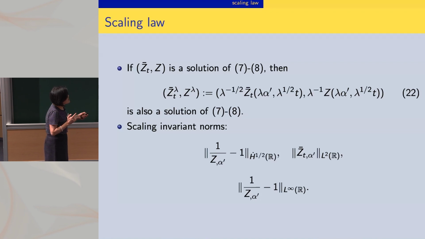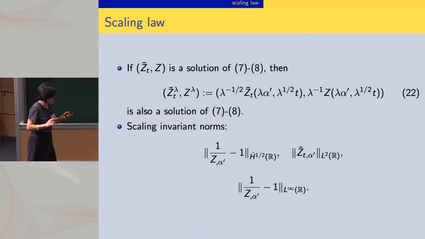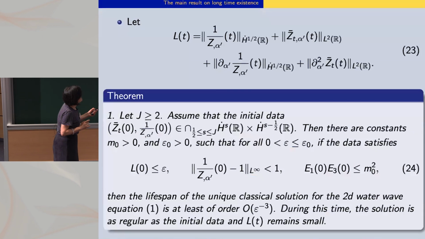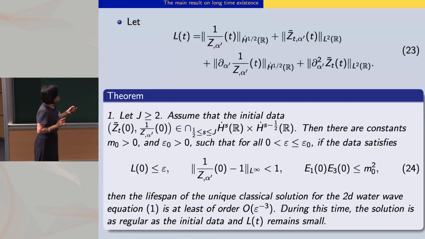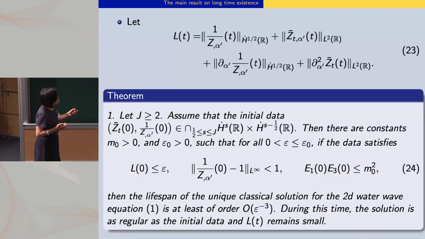Okay, and this, of course, describes the steepness. Of course, it's also scaling invariant. Okay, so now this is L. This quantity involves two orders of derivatives. The first line is scaling invariant norms. The second line is exactly one spatial derivative above the scaling. So it's not scaling invariant, but anyway, this is L.